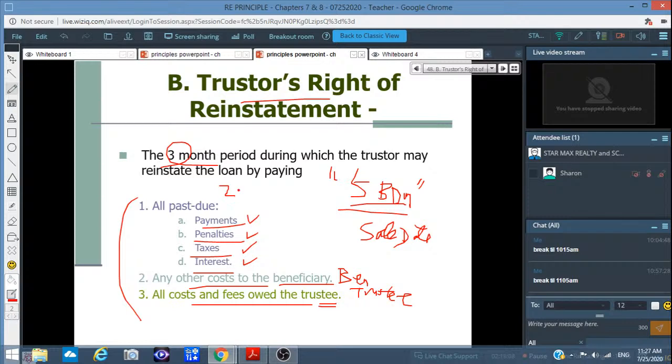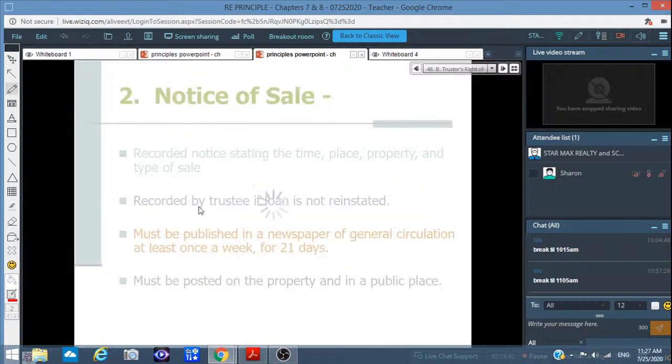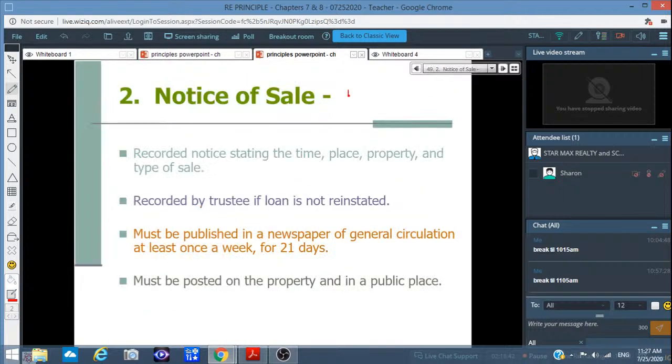If your payment is $2,000, okay, you owe 3 months, right? At the very end, before the 5th day, you decide to pay back everything. So that's 6 months times that, right? So that's $12,000 right there for your payment. And then your penalties, your taxes, right? It's typically double. So you have to pay them $20,000 close to get back your house. Alright, notice of sale, NOS.